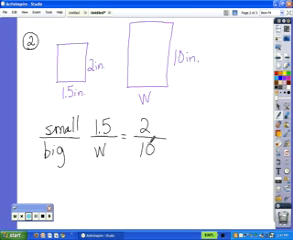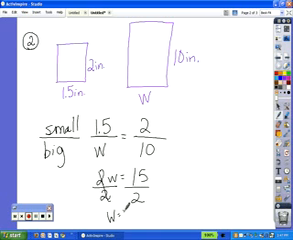To solve the proportion, we just cross multiply. W times 2 is 2W. 1 5/10 times 10 is 15. We divide both sides by 2, and the width would be 7 1/2 inches.